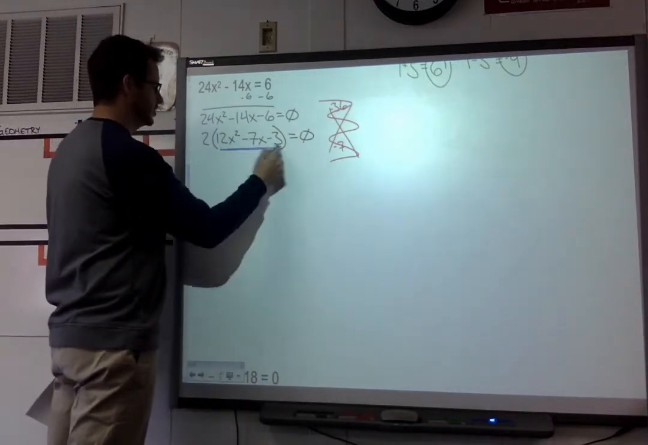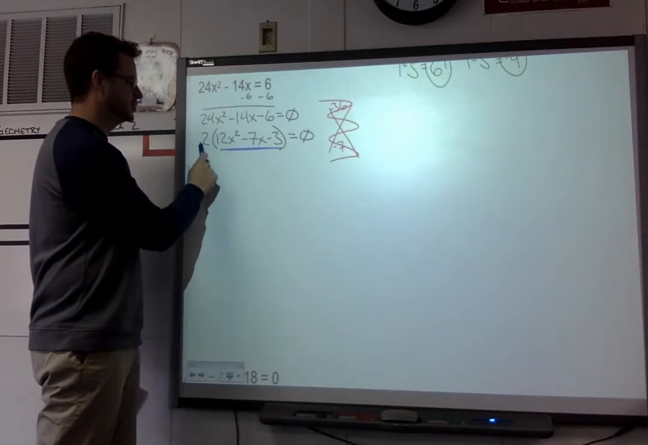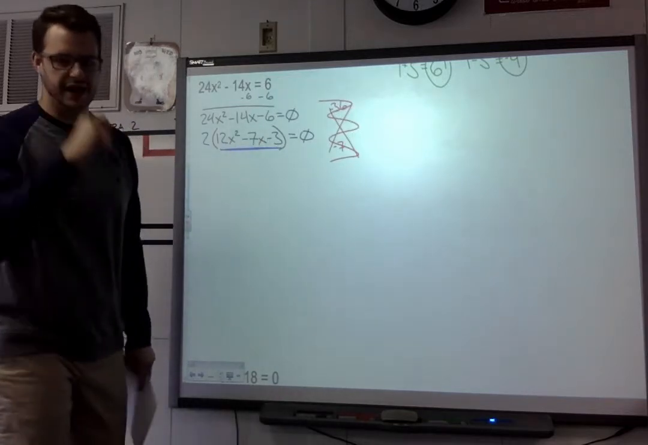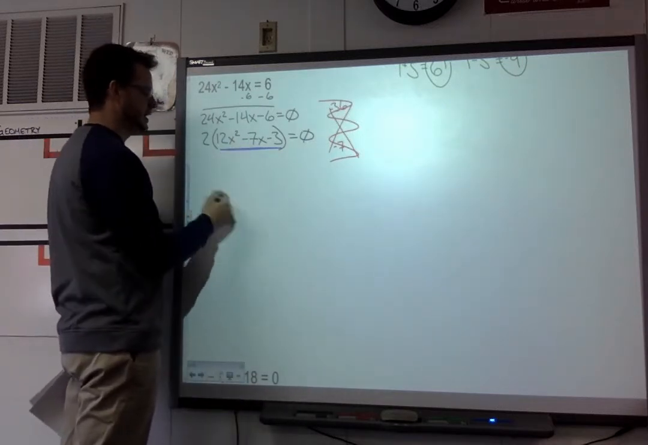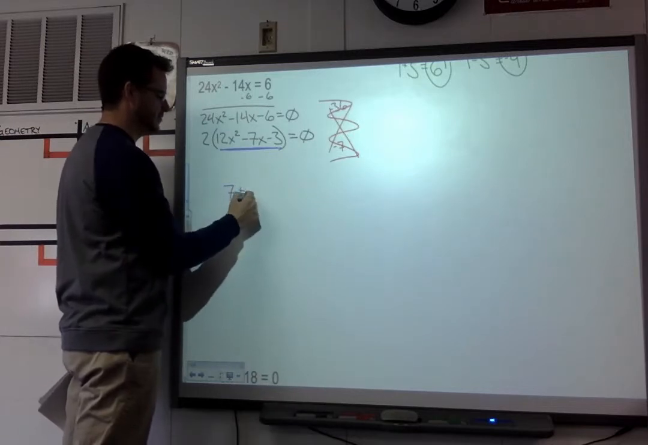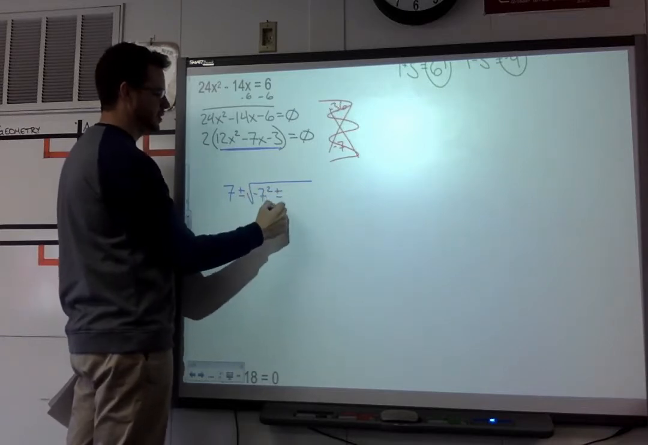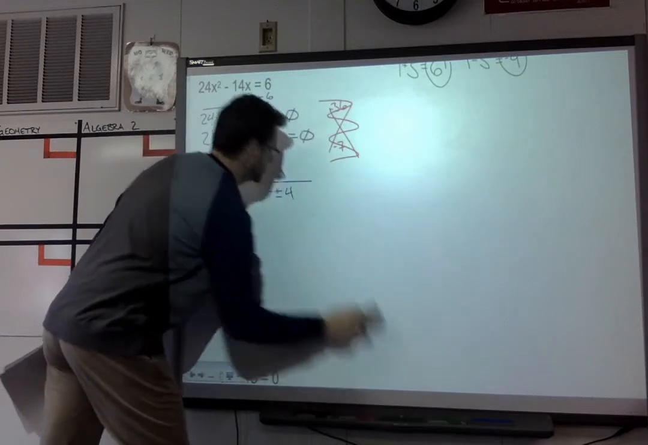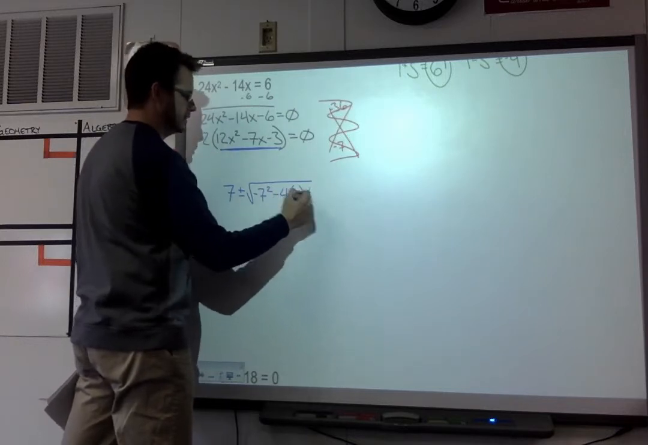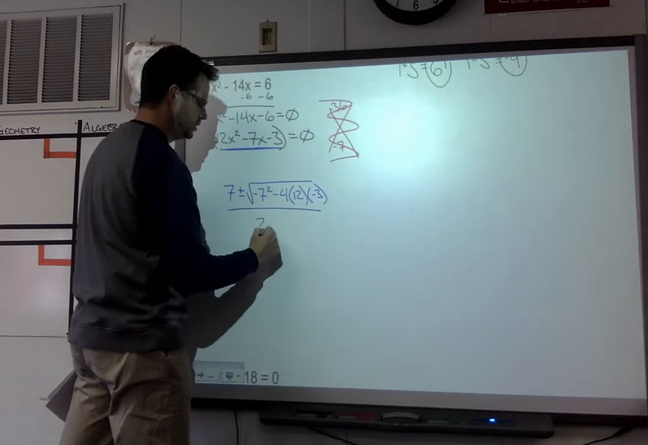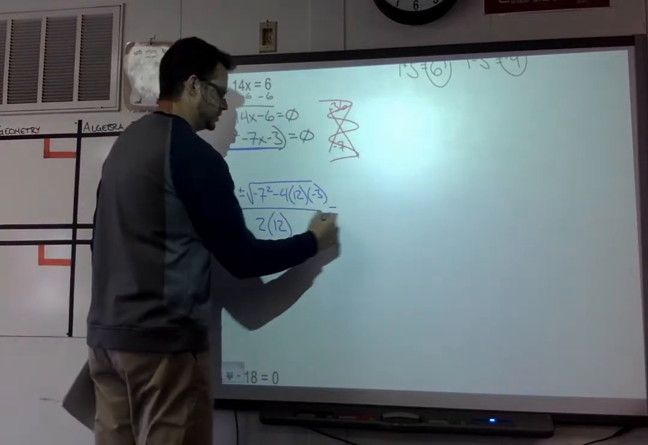So we're going to use this polynomial right here. You could use the original polynomial, but factoring out that 2 gives us smaller numbers to work with as we do our multiplication and everything throughout the quadratic formula. So again, negative b would be negative 7, so positive 7 plus or minus the square root of b squared, negative 7 squared, minus 4 times a, which is 12, times c, which is negative 3, all over 2 times a, which again is 12.